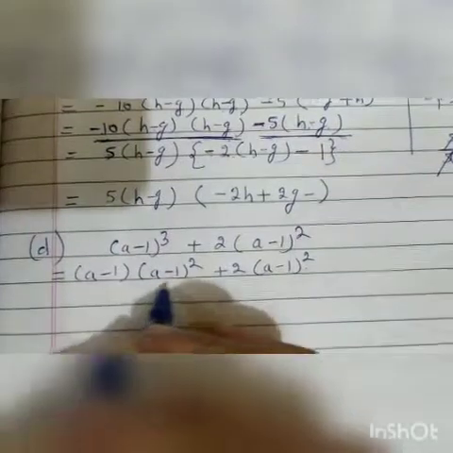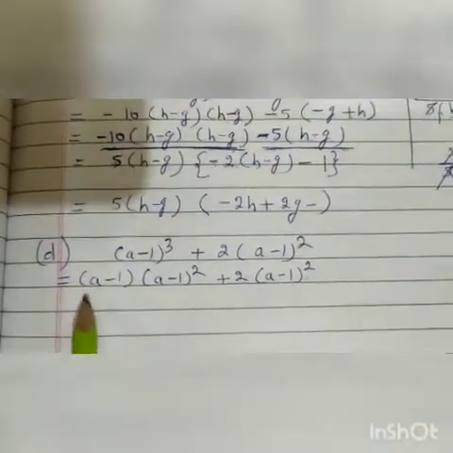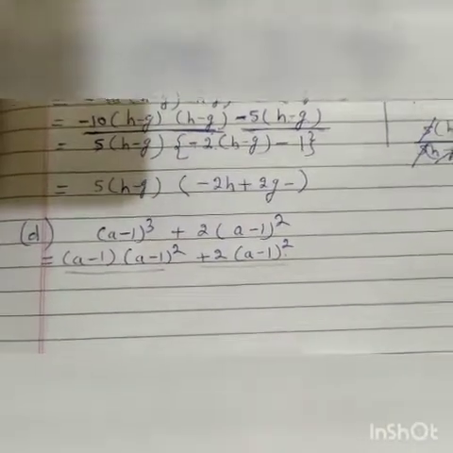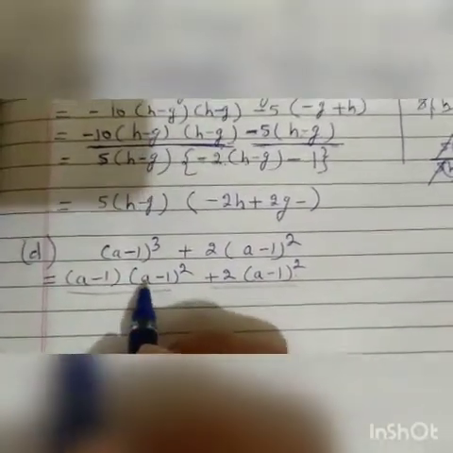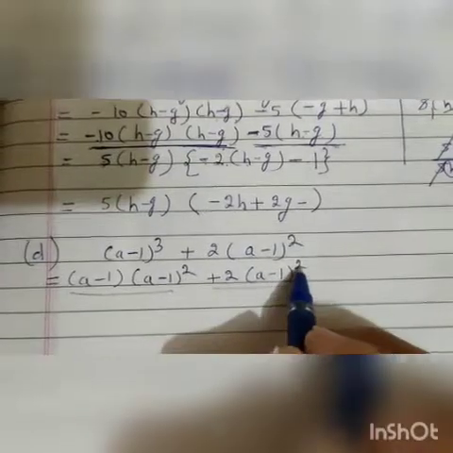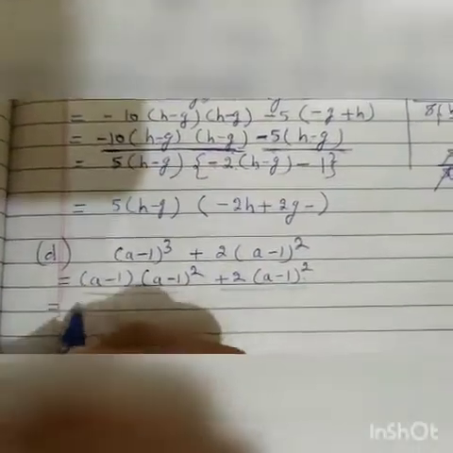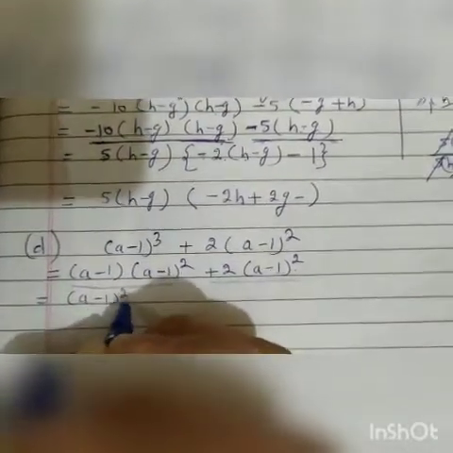Now this is our first term, and this is our second term. If we compare both the terms, this (a minus 1) square, (a minus 1) square, in both the terms this is the same. So we will take (a minus 1) whole square as common.